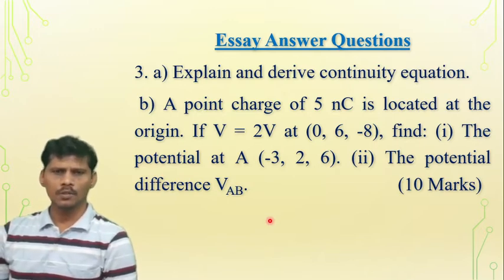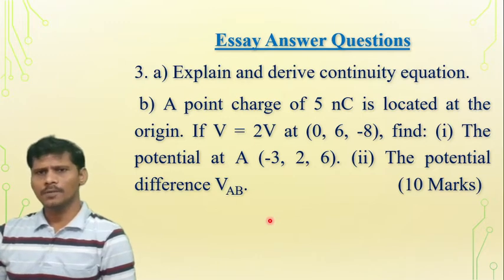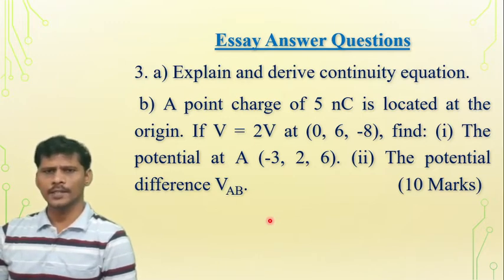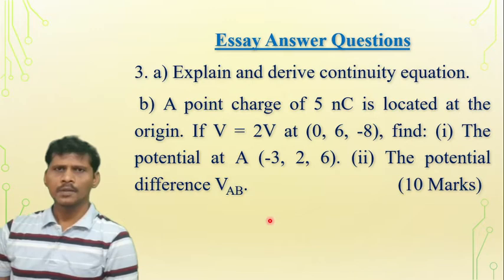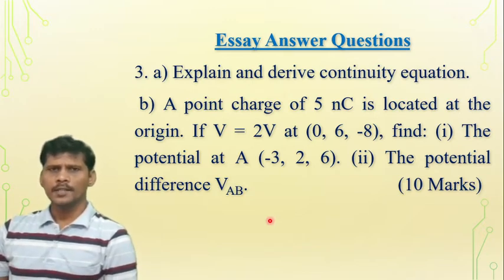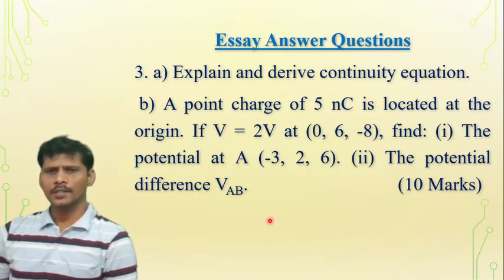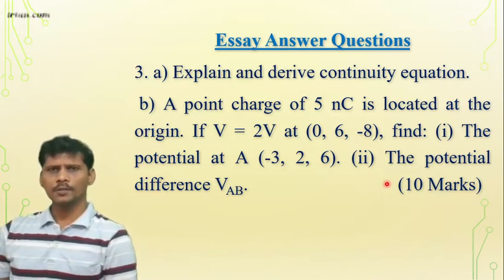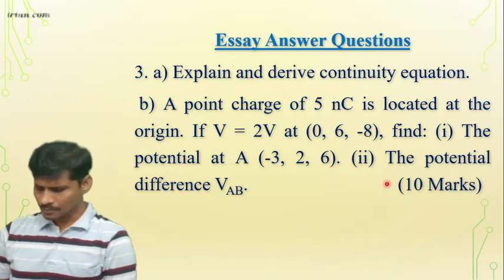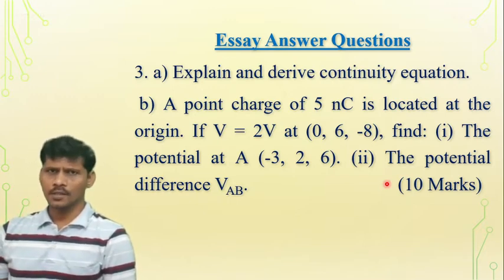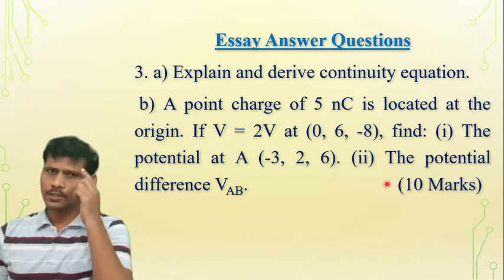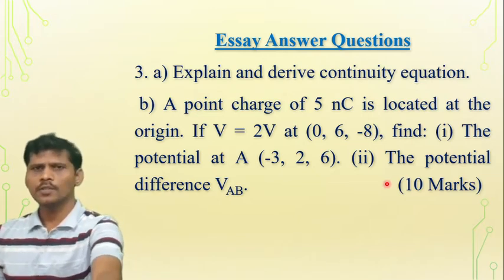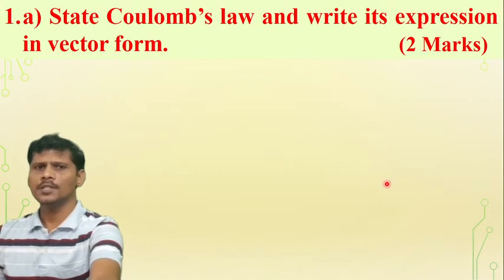And question number 3b is, a point charge of 5 nanocoulombs is located at the origin. If V is equal to 2 volts at (0, 6, minus 8), find first, the potential at A (minus 3, 2, 6), and second, the potential difference VAB. And coming to the solutions or explanation of short answer questions and essay type questions, first we are going to discuss the explanation of short answers.